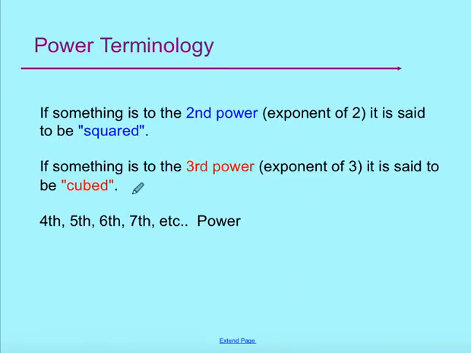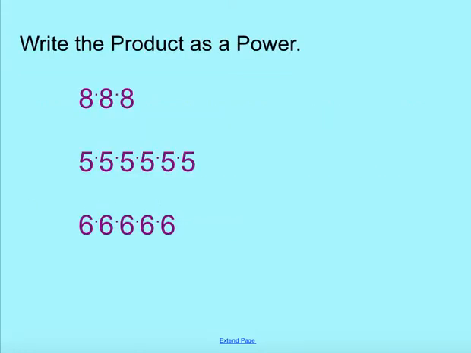Other terminology that we often use is if it's to the 2nd power or an exponent of 2, it is said to be squared, just like if you're thinking of area. Or 3rd power, exponent of 3, is cubed, or like volume. But all of the other ones, 4th, 5th, 6th, 7th, 8th, 9th, 10th, we don't really have a special name for them. They're just to the 4th power, 5th power, 6th power, 7th power, 8th power, and so on.